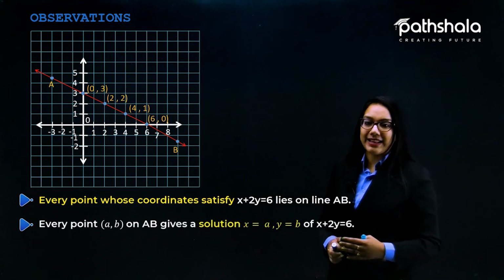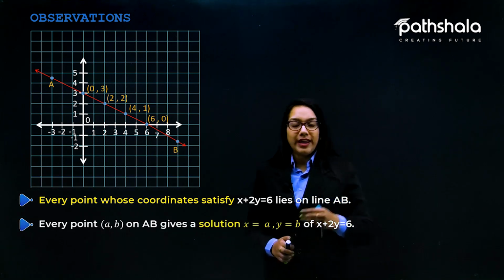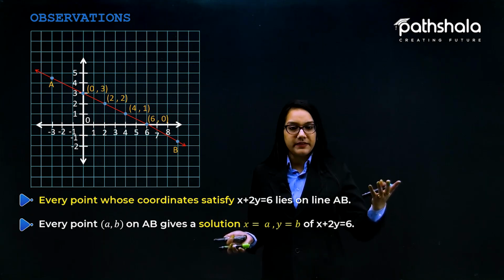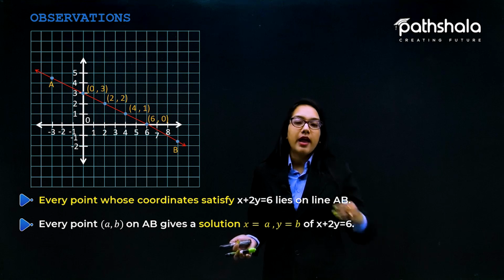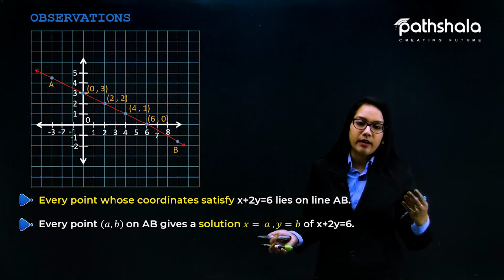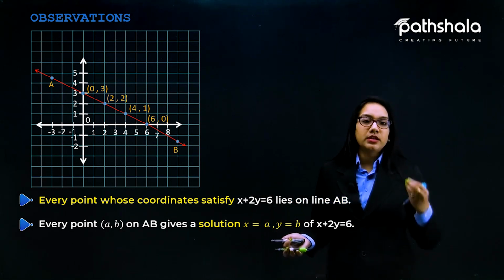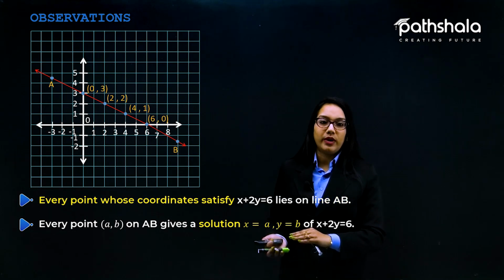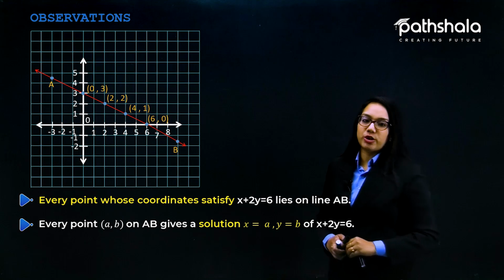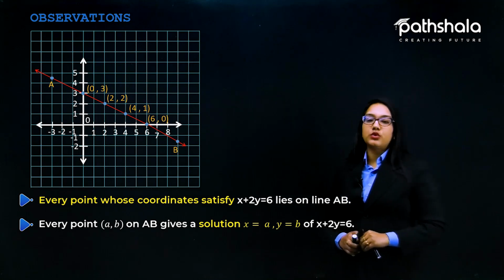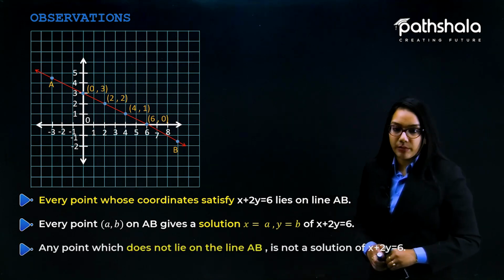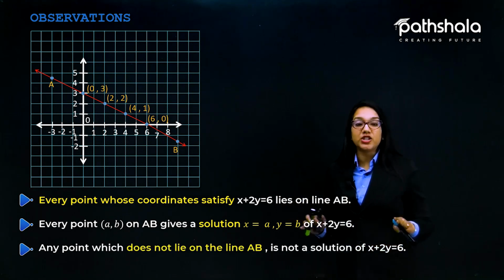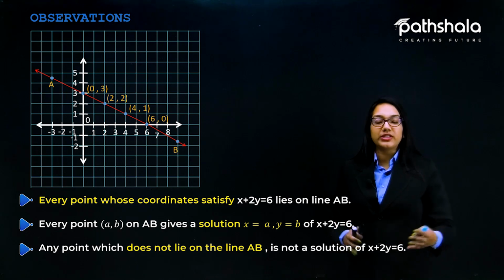Furthermore, we can say that every point (a, b) on AB gives a solution. Every point definitely gives a solution, because we are saying that every point is a solution. So every point can be represented as x is equal to a, y is equal to b, of x plus 2y is equal to 6. The third point is that any point which does not lie on the line AB is not a solution. It is quite obvious.